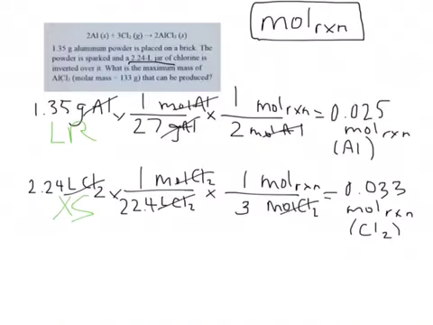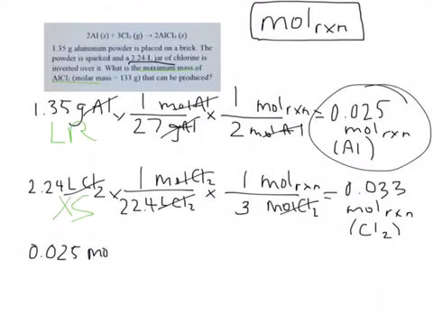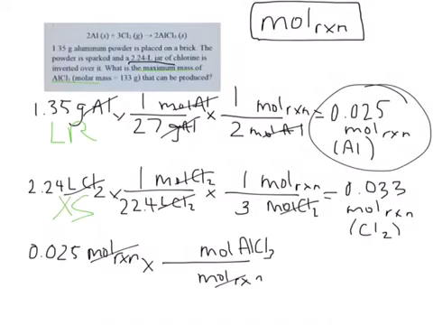Okay, so now that we know the mole reaction, we can work out the maximum mass of product. Here's how you would do that. Take the mole reaction of your limiting, 0.025, and change it to moles of product. So mole reaction cancels, moles of product on the top. You look at your equation again. It's 2 moles of product for every reaction as written.